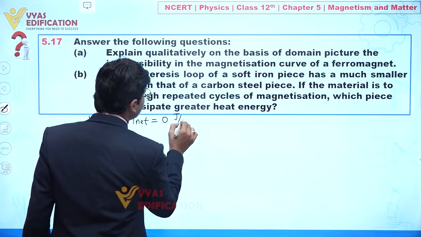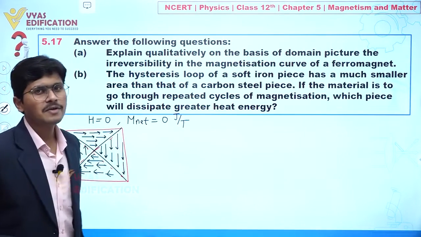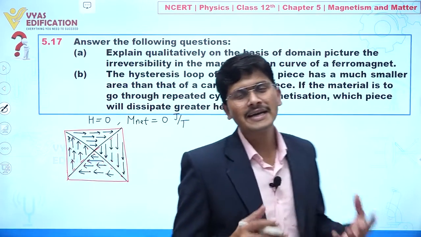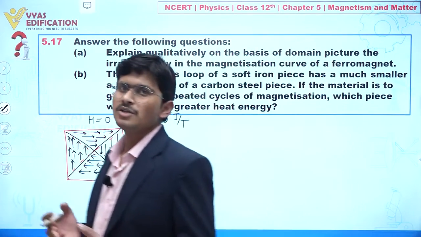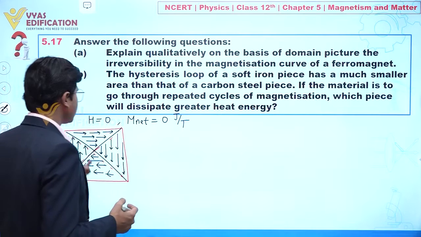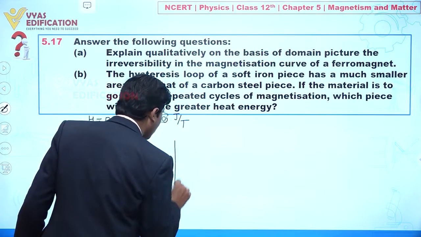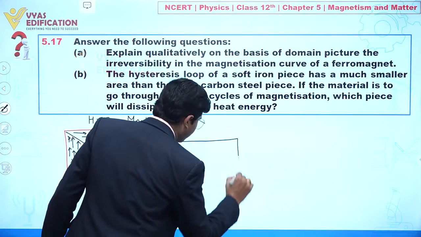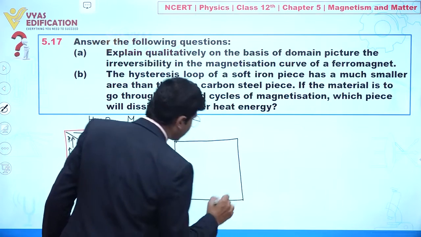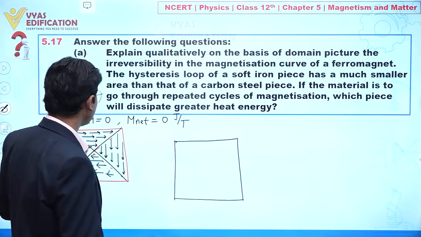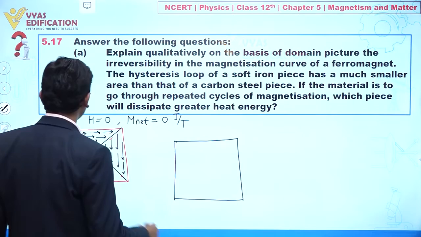I can say this is joule per tesla, clear. But what will happen and why are we getting irreversibility here? So let's suppose I am applying some magnetizing field on this ferromagnetic substance, what will happen?